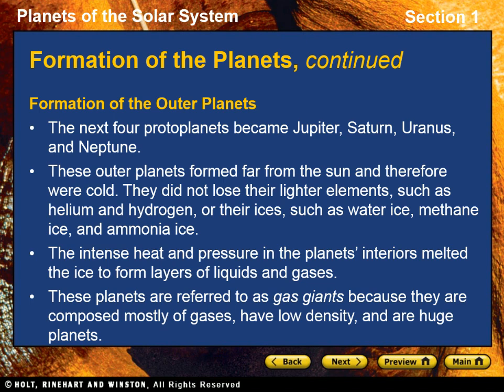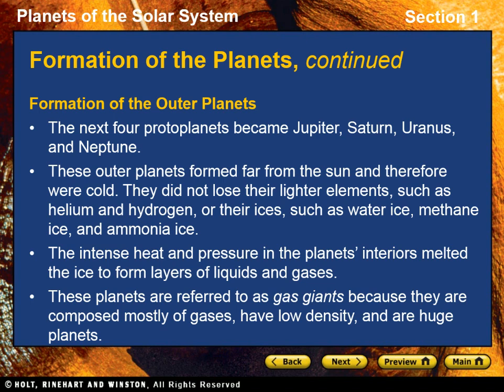Thus, they did not lose their lighter elements, such as helium and hydrogen, or their ices, such as water ice, methane ice, and ammonia ice. At first, thick layers of ice surrounded small cores of heavy elements. However, because of the intense heat and pressure in the planets' interiors, the ices melted to form layers of liquids and gases.